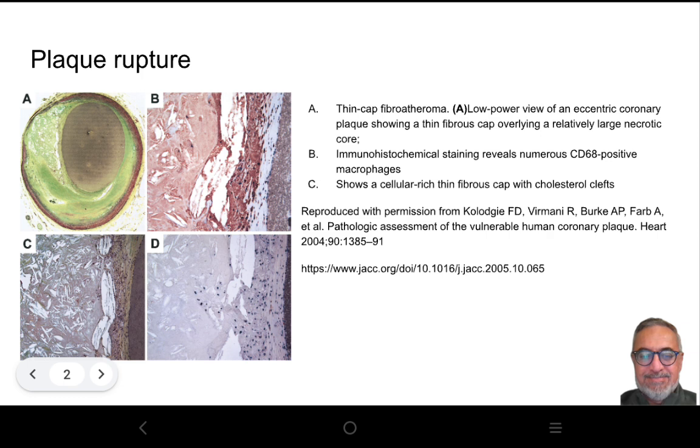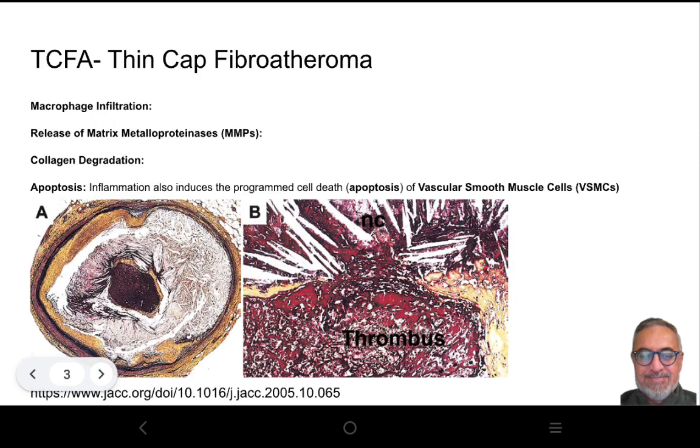Panel A shows a lot of lipids in the plaque, and panel B shows macrophages. So there is inflammation involved in this. This led to the concept of a thin cap fibroatheroma with macrophage infiltration, the release of matrix metalloproteinases, collagen degradation, and thrombus formation.